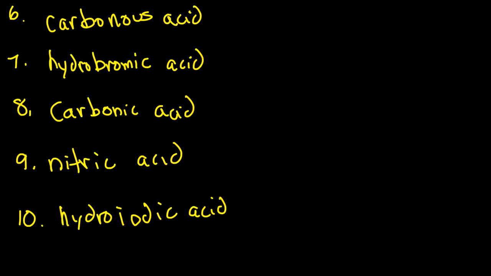Last set, carbonous acid. I notice it does not have hydro, which means we're ternary. I go ahead and jot down my hydrogen. Carbonous came from carbonite. Carbonite is CO2 with a 2 negative charge. Those charges don't match. I slide this 2 on down. Carbonous acid, H2CO2.